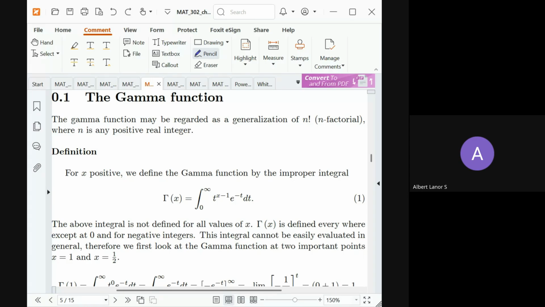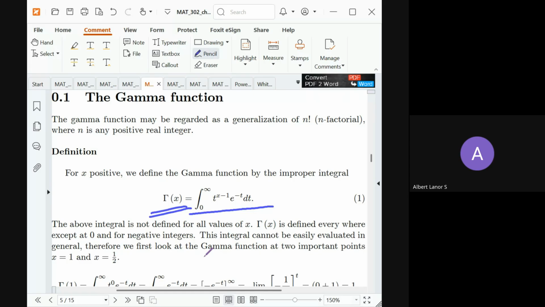Now, for x positive, we define the gamma function by the improper integral. We've not done the Laplace transform yet. So the gamma function, gamma of x, is equal to the integral from 0 to infinity of t to the power x minus 1 times e to the power minus t, dt.